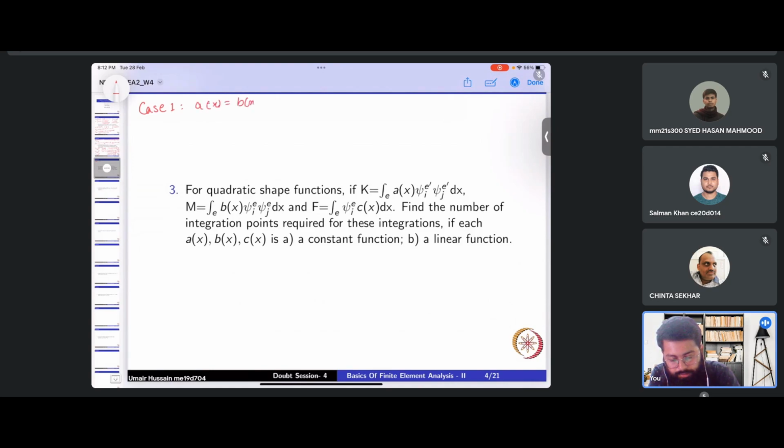Ax equals bx equals cx equals constant. Now we are given that psi i and psi j are coordination functions, right? So k is equal to the integral of a(x) times d psi i by dx times d psi j by dx, right?